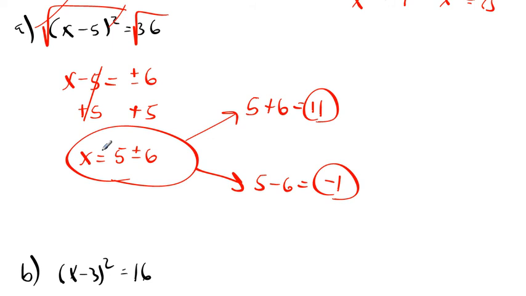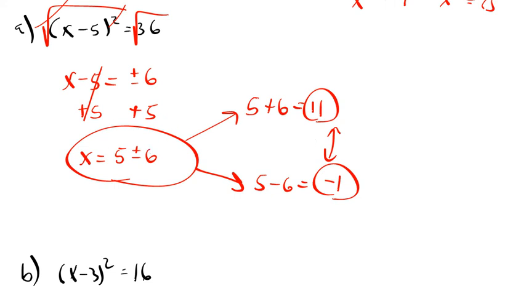This notation is a representation of these two answers. If I do 5 plus 6, I get 11. If I do 5 minus 6, I get negative 1. So this is a cool way of writing two answers all in one statement. The extended version is when you take both of these and actually add it and then subtract it, but this is the condensed version of that.